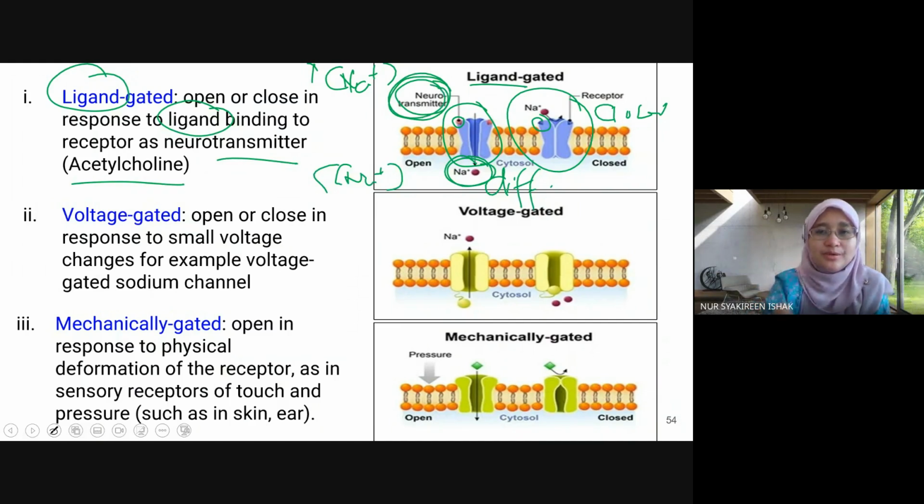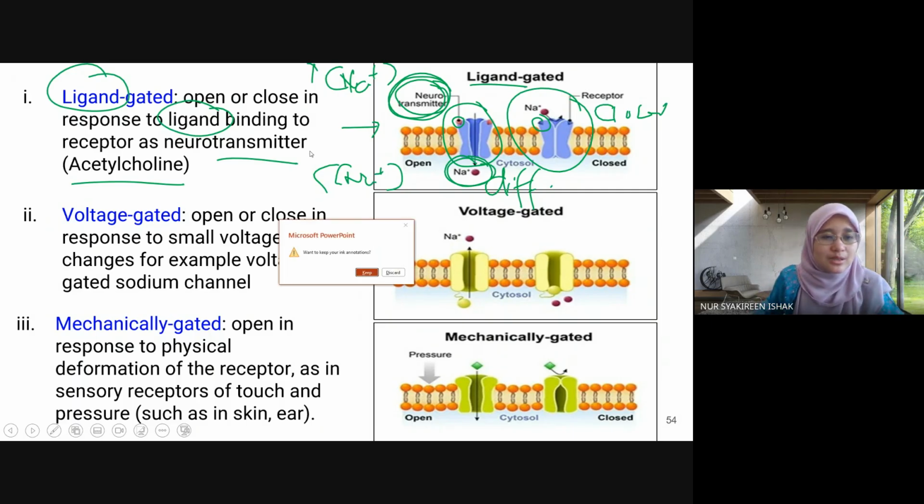Where can we observe the application of this phenomenon? It applies to the neuron cell.